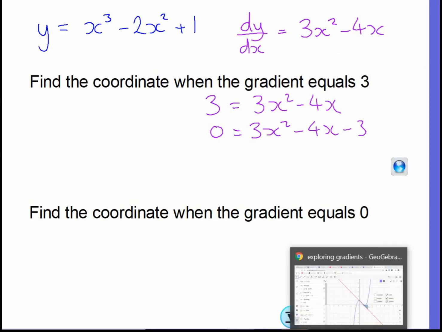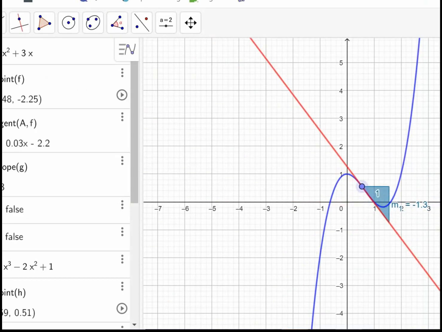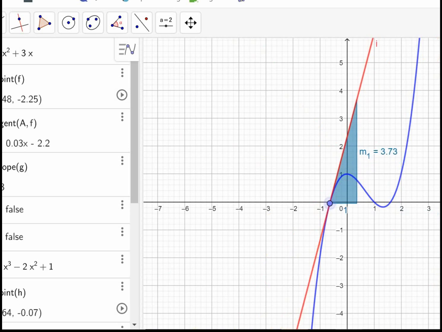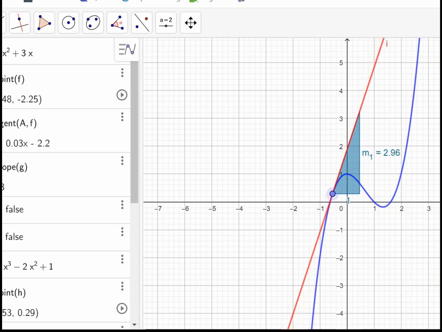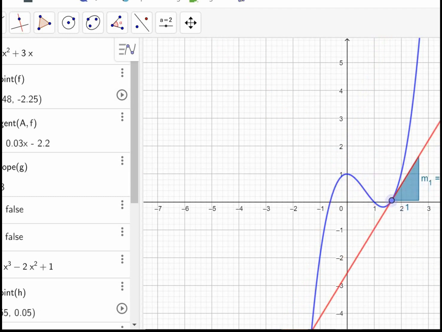So when the gradient is 3, so if we take this round, it will happen at 2 points. It will actually happen somewhere around here, and you can see that this isn't a nice number, that's why it doesn't factorize. Okay, but it would also happen over here again. And you see those points there were at level, so when you solve this, you're going to get 2. You might get 1, you might just get 1 repeated root, but quite often you will get 2 answers because of the shape of the graph.